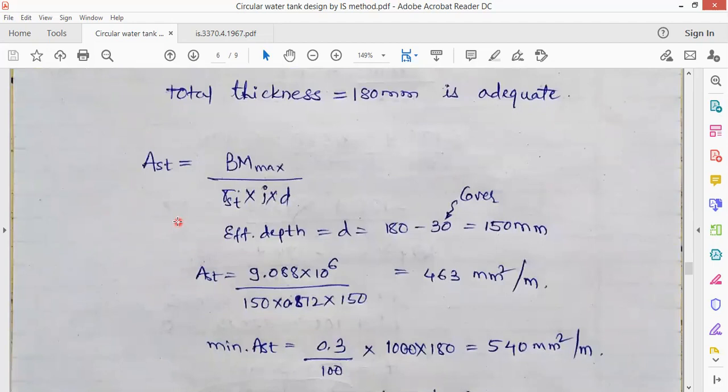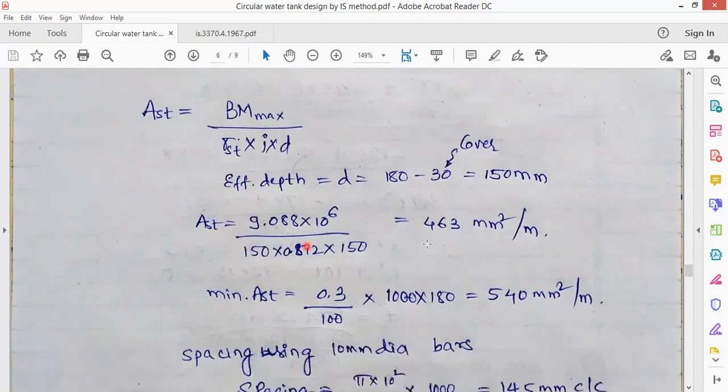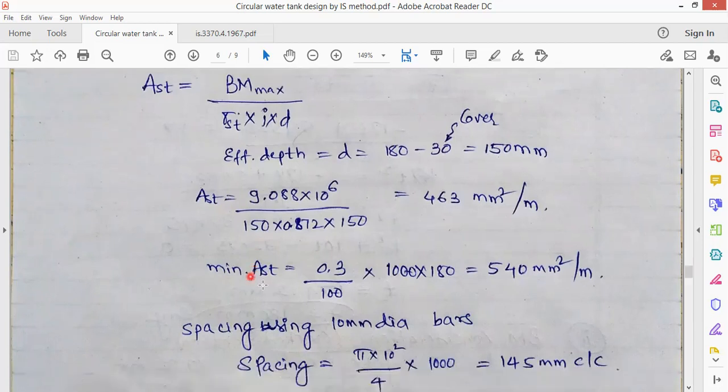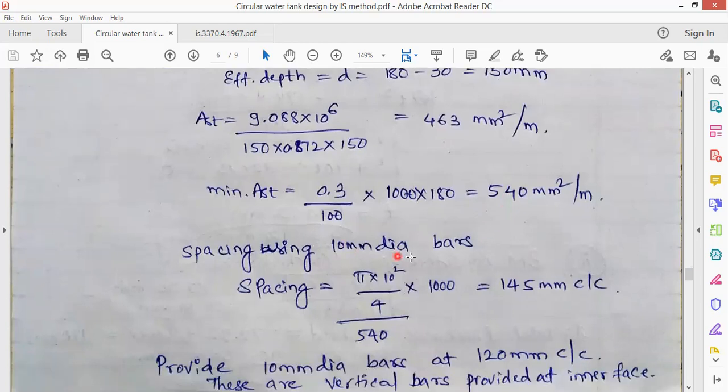So I will calculate now AST required. AST is equal to maximum bending moment divided by sigma ST into J into D. So substituting these values, we will have AST is equal to 463 mm square per meter height. So minimum AST I will calculate. Minimum AST is 540 mm square per meter, but our calculation is 463. So I will consider this minimum AST, and I will use 10 mm dia bars.